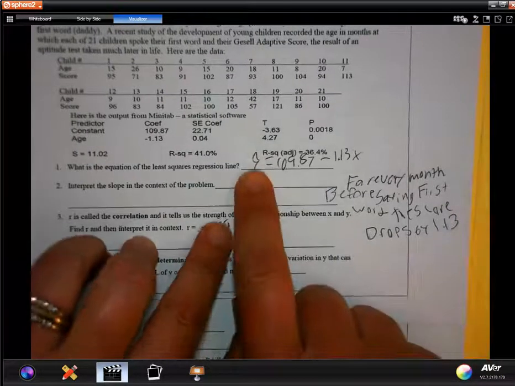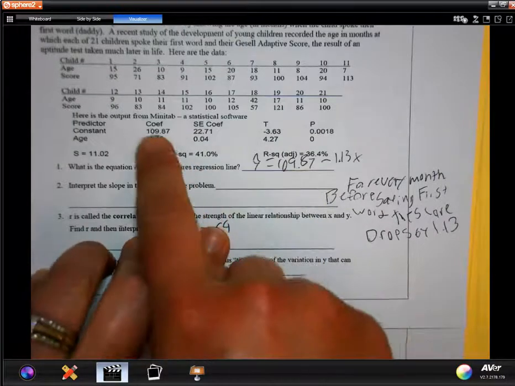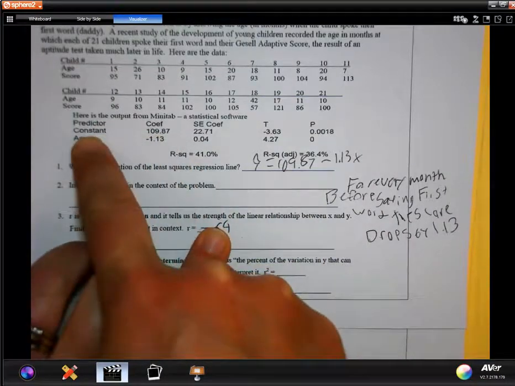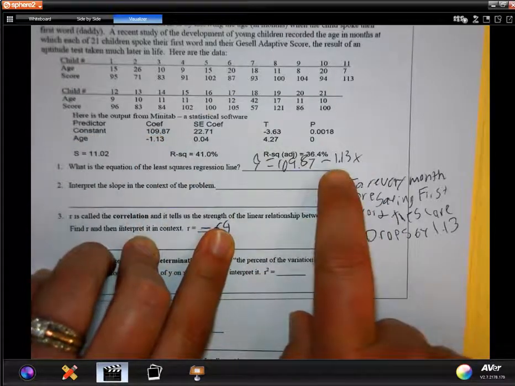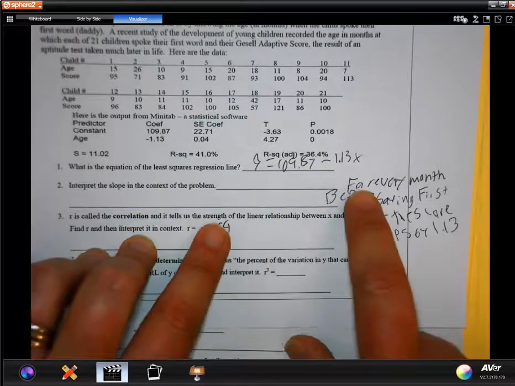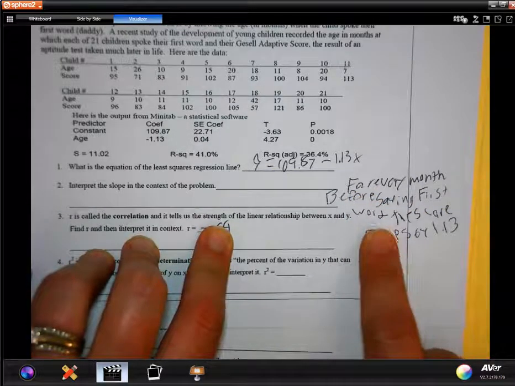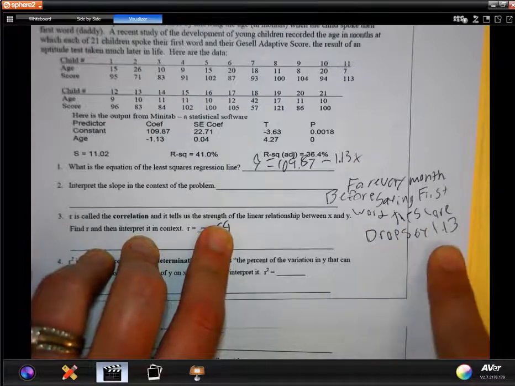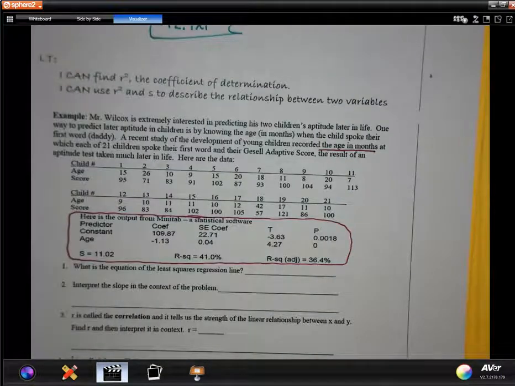Alright, so y hat is equal to 109.87. That comes from over here. Remember yesterday I said the constant is your y-intercept. Minus 1.13x, that's your slope. And then the interpretation: for every 1 month before saying the first word, the score drops by 1.13. So for every increase of 1 month of age, the aptitude score drops by 1.13 points.